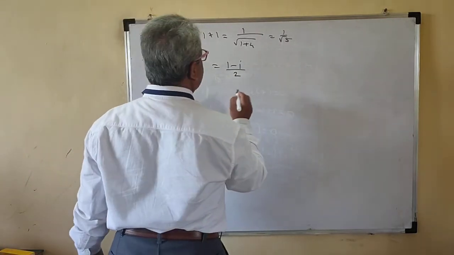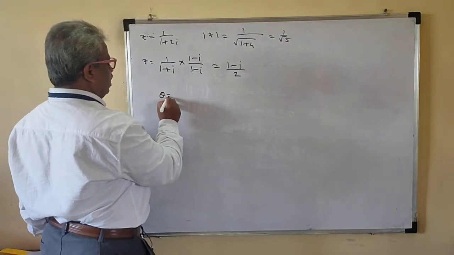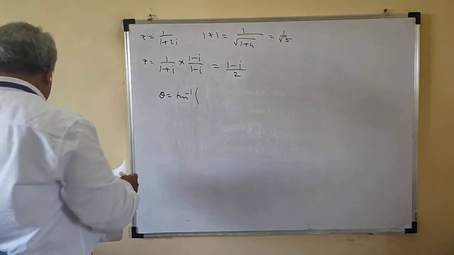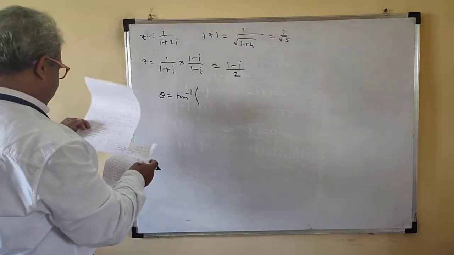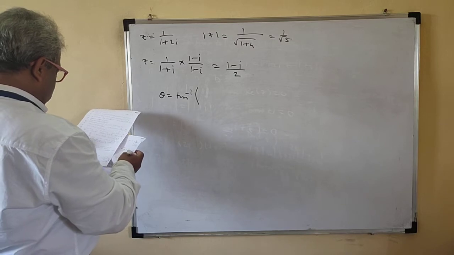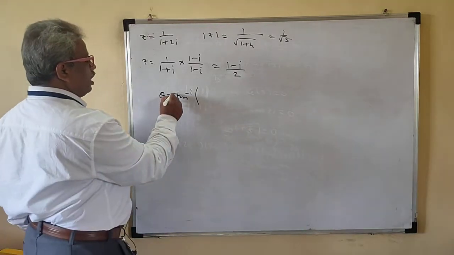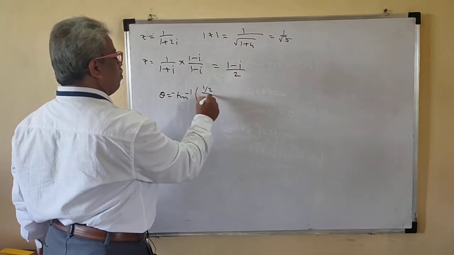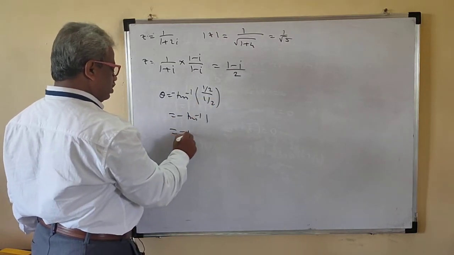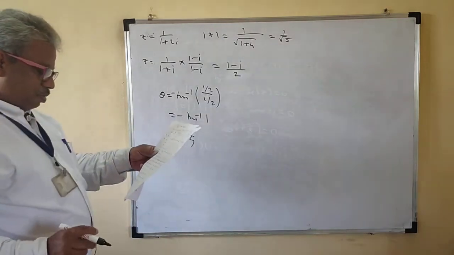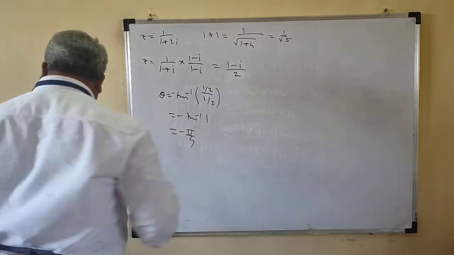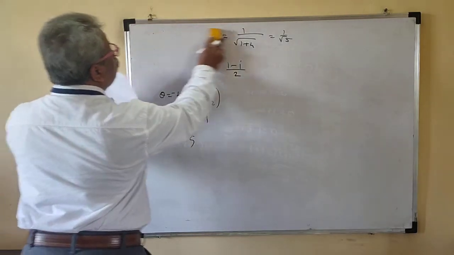So now you want the argument. Your theta is equal to tan inverse of... Here your y is negative, so this is minus. Minus tan inverse of (1 by 2) upon (1 by 2), so this is minus tan inverse of 1. So this is minus pi by 4. Minus pi by 4 is your argument. So you should remember this.